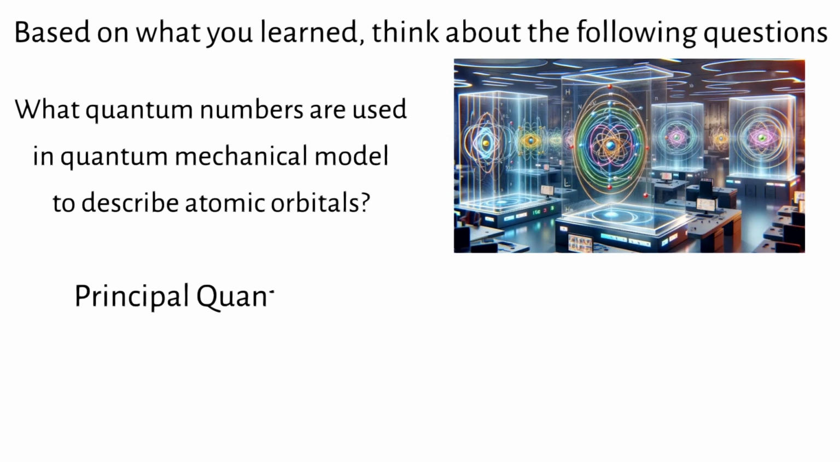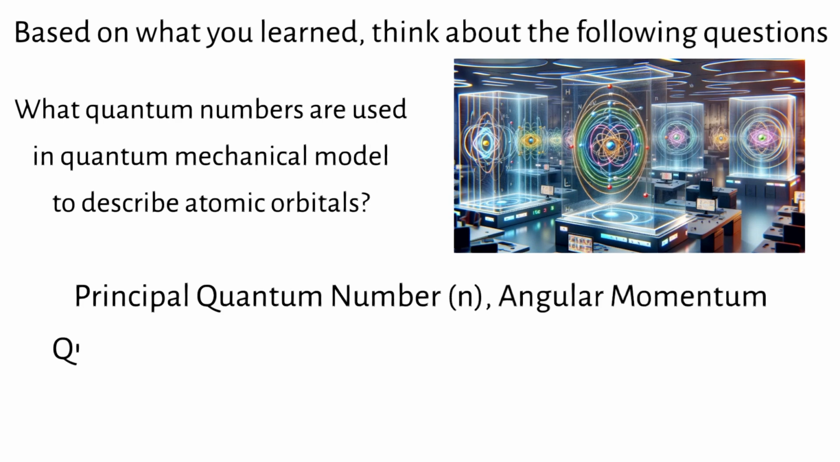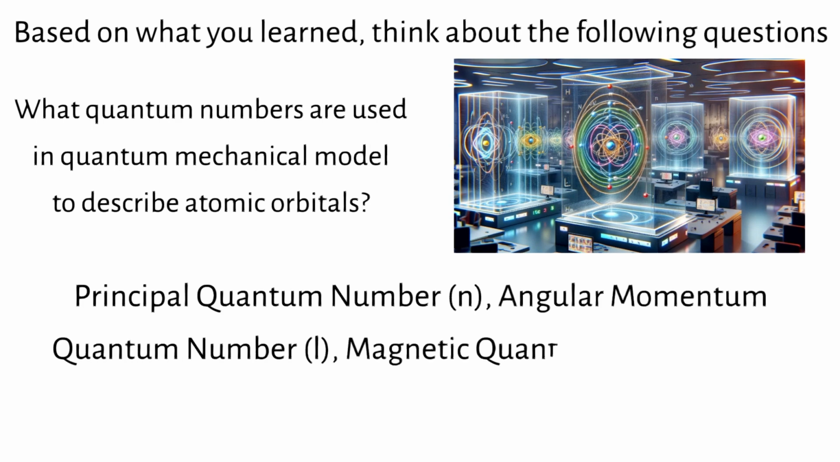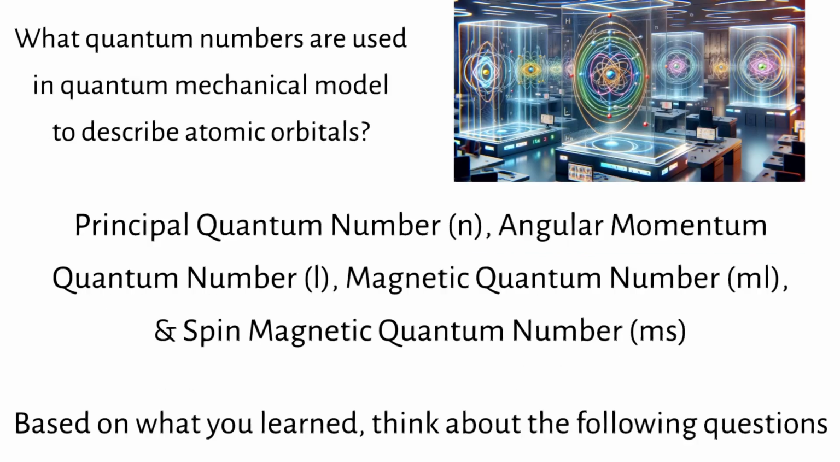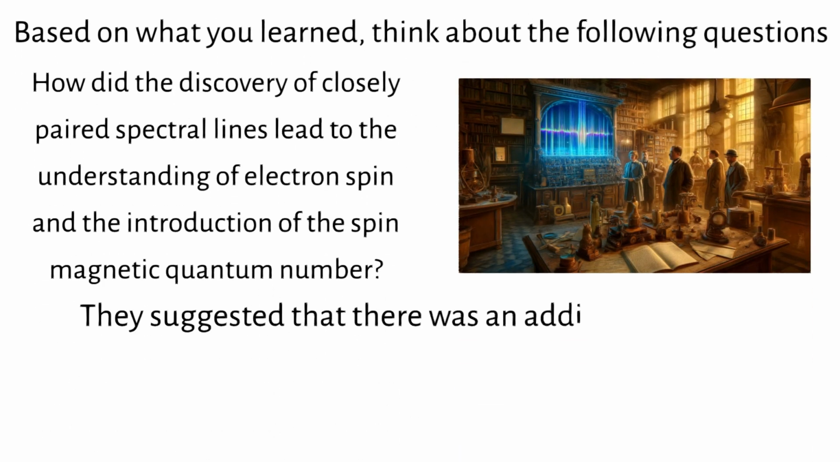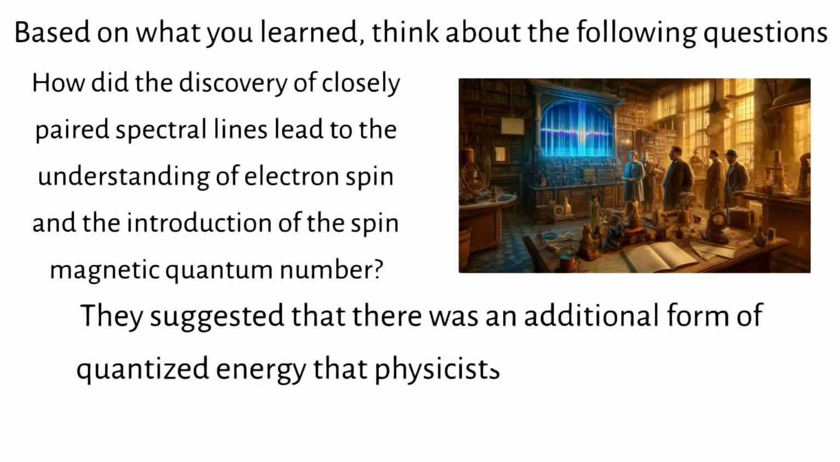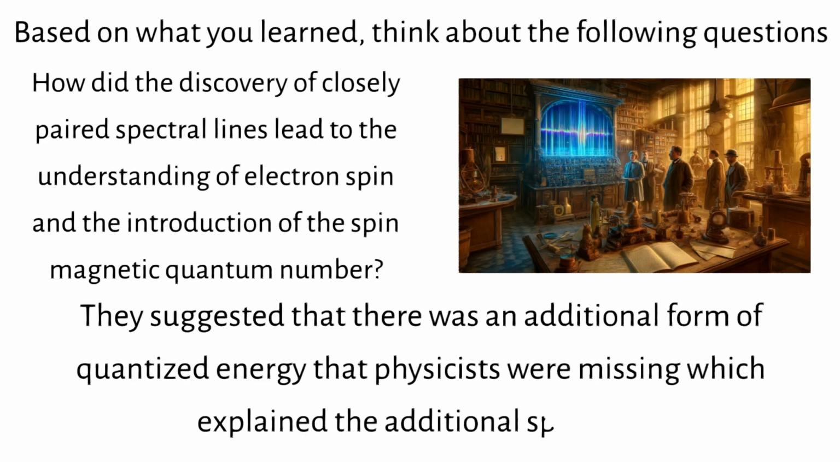Principal quantum number n, angular momentum quantum number L, magnetic quantum number m sub L, and spin magnetic quantum number m sub s. They suggested that there was an additional form of quantized energy that physicists were missing, which explained the additional splitting.